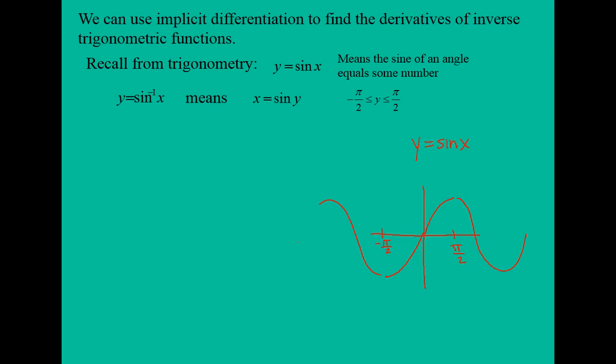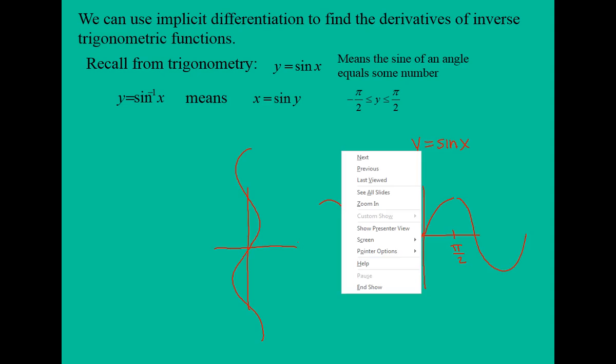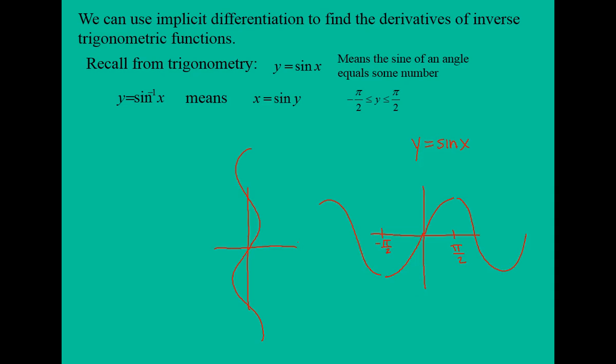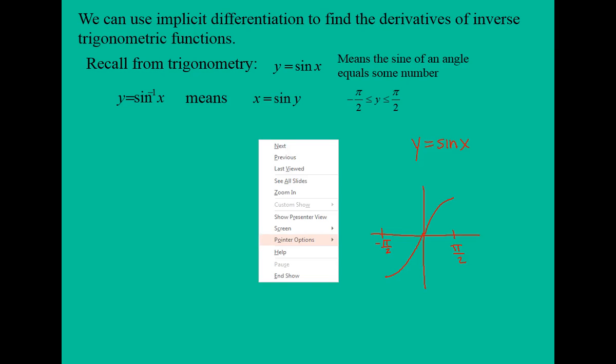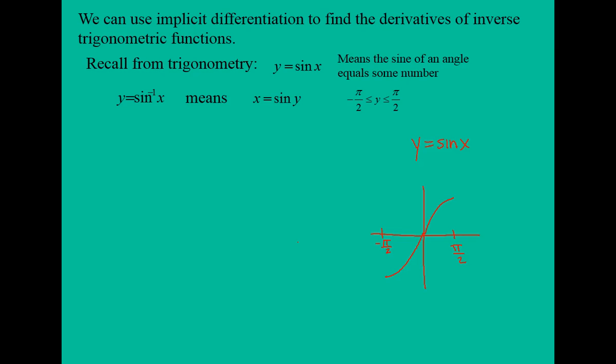Now, that doesn't mean the sine graph itself doesn't have an inverse. Actually, if we drew the inverse, it would look something probably like this. Now, this is not a function. You can see it doesn't pass the vertical line test. Therefore, we're going to restrict the domain from pi over 2 to negative pi over 2. Now when we graph the inverse, it will be a function.